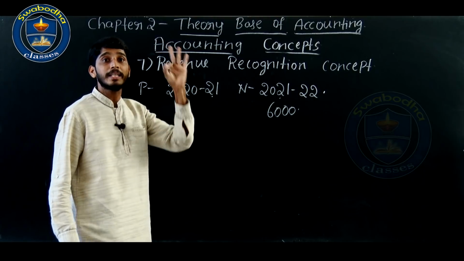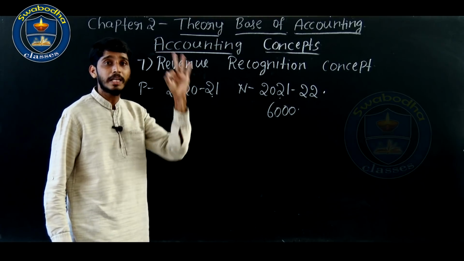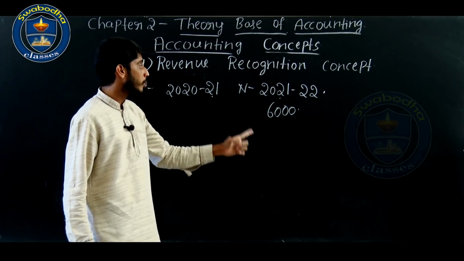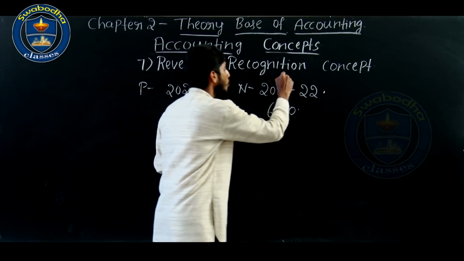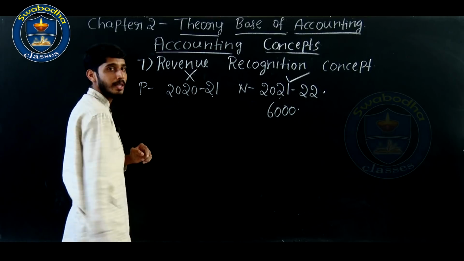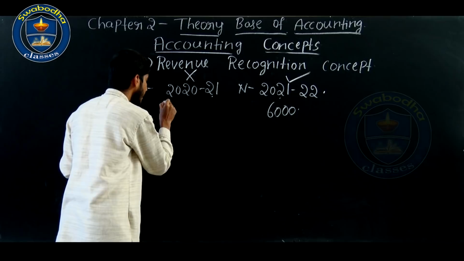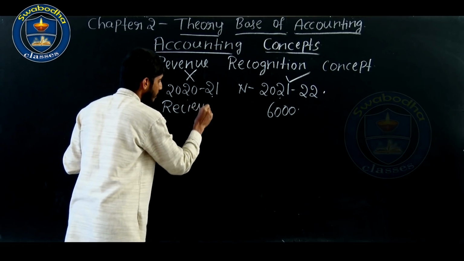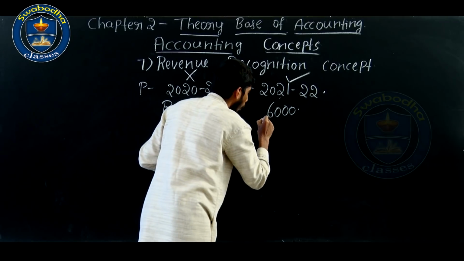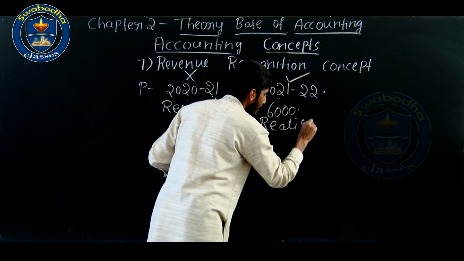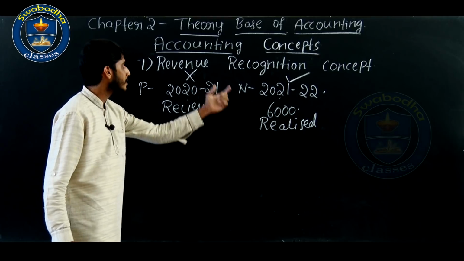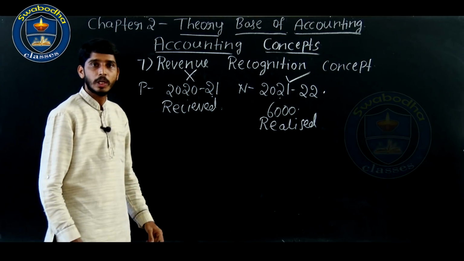in the books of accounts in the year in which you have the legal right to receive it. You can record this as income in the accounting books for the year 2021-22, not in 2020-21, because although you have received it in 2020-21, the legal right, or the realization, is in the year 2021-22. So this is the revenue recognition concept.